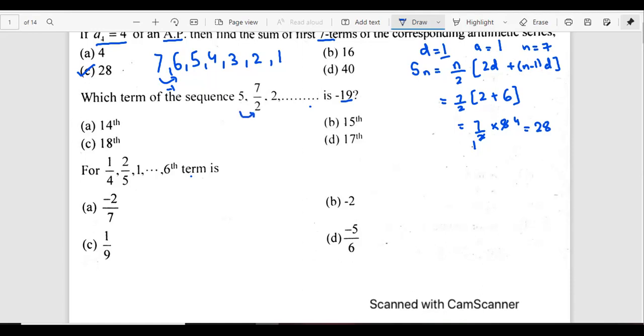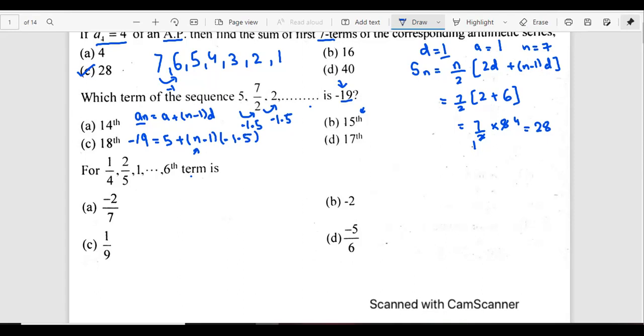Arithmetic: 7/2 by subtracting is 3.5 to 2. The difference is fixed. If in any sequence the difference is fixed, the question is to find the n basically. Which term, 15th, 18th, 17th? This th is also telling us that we need to find the nth term. In a progression, we have a fixed formula and we use that. It is a plus n minus 1 into d, right? So d is the fixed difference, a is the first term. And what is an? An is 19, find n, okay?